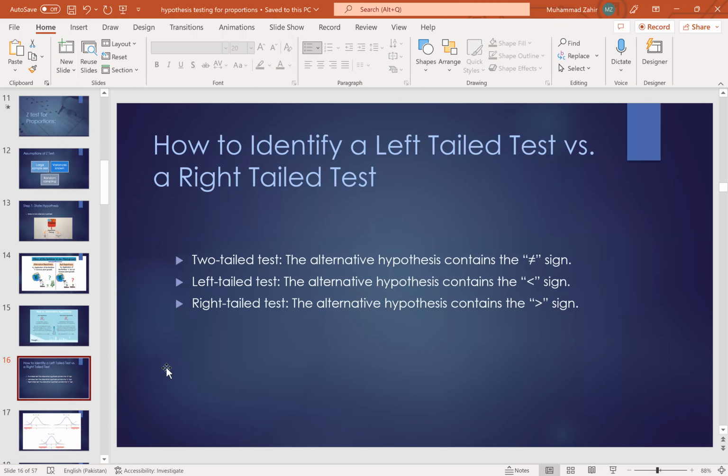How to identify a left-sided test versus a right-tailed test. A two-tailed test is when the alternative hypothesis contains the non-equivalence sign. So it means the alternative hypothesis is not equal to the null hypothesis. And in the left-sided test, the alternative hypothesis contains the lesser sign. And in the right-sided test, the alternative hypothesis contains the larger or bigger sign.